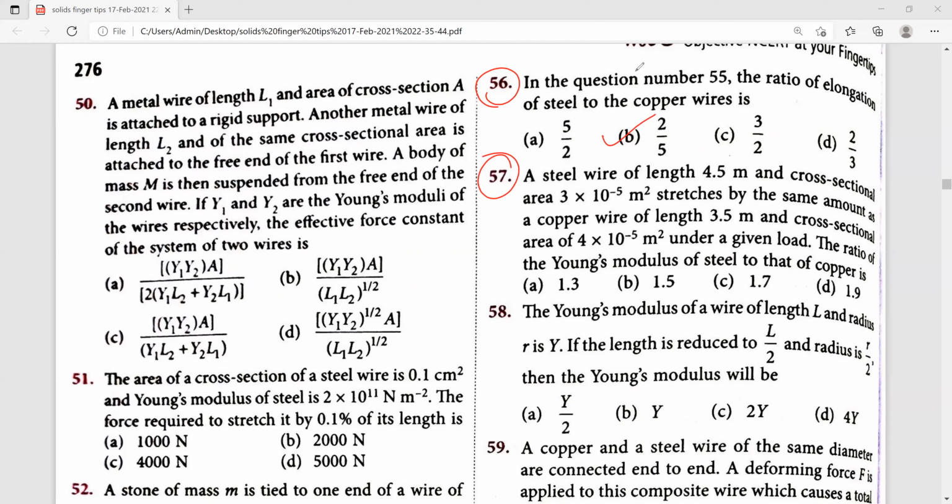57th one. A steel wire of length 4.5 meter and cross-sectional area 3 into 10 to the power of -5 meter square stretches by the same amount as a copper wire of length 3.5 meter and cross-sectional area of 4 into 10 to the power of -5 meter square under a given load. The ratio of Young's modulus of steel to the copper we have to calculate. Can you try this one?